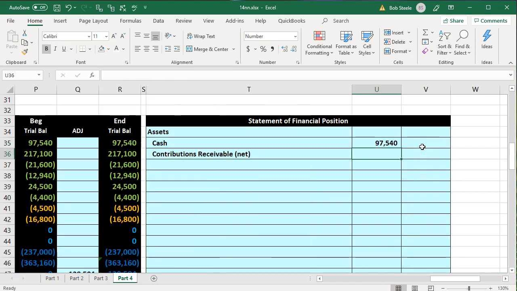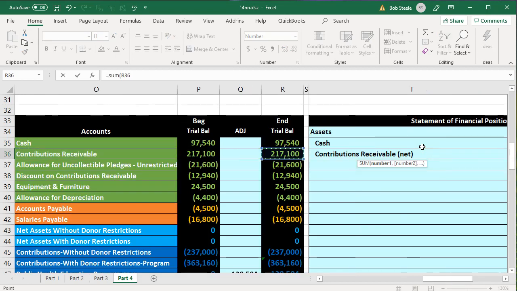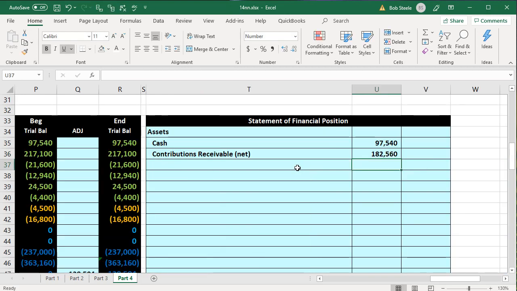So I'm going to do the sum function to do that, equals the sum of this plus this plus this, summing those. These will be subtracted out because these are negative numbers within the formula. So enter, and there we have that.